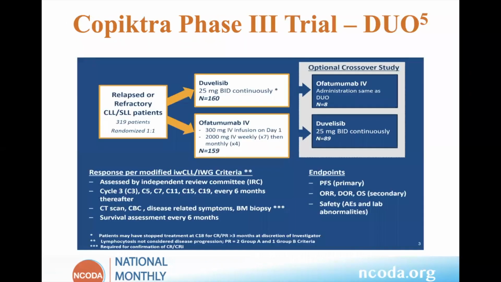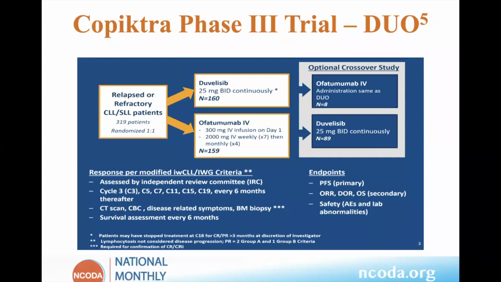Next slide. So Copiktra's 2018 approval for CLL or SLL was actually based on the results of a phase 3 randomized study known as the DUO study. In the study, 319 patients who had received at least one prior therapy were randomized to receive either Copiktra or ofatumumab, given at the standard dose for refractory CLL.